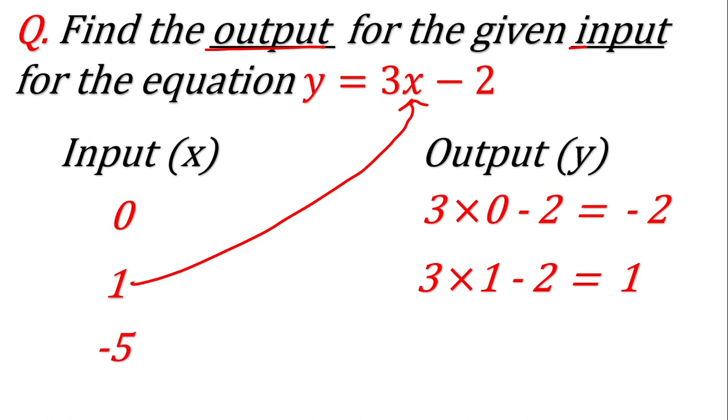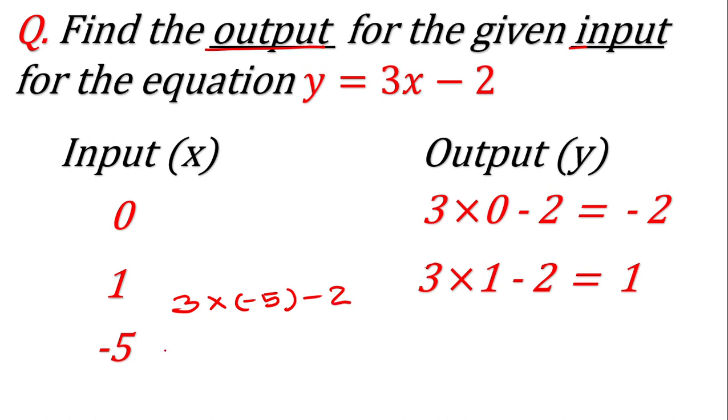Now the third value I have taken is minus 5. You will have to be very careful with the negative numbers, because in this case I will do it roughly here for you. If you put x is equal to minus 5, then you will get 3 multiply minus 5 minus 2, which means 3 multiply minus 5 is minus 15, minus 2. Now here is the common misconception that students normally tell about this answer: minus 13.